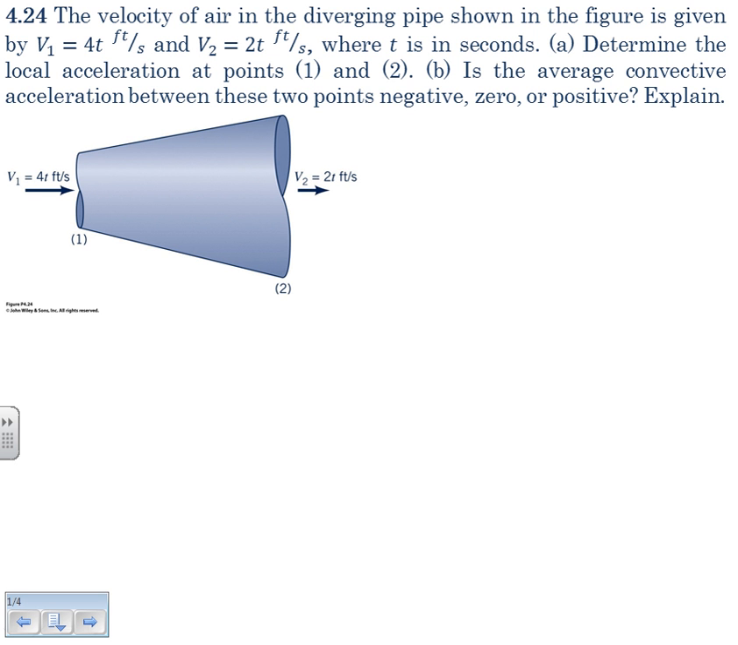Okay, problem 4.24 says the velocity of air in the diverging pipe shown in the figure is given by the velocity at location 1, V1, equal to 4t feet per second, and the velocity V2 is equal to 2t feet per second, where t is in seconds. It says, A, determine the local acceleration at points 1 and 2, and B, is the average convective acceleration between these 2 points zero, negative, or positive, and try to explain.